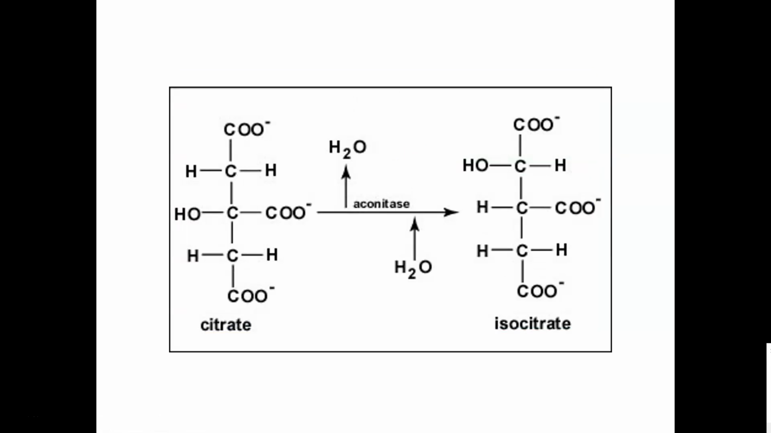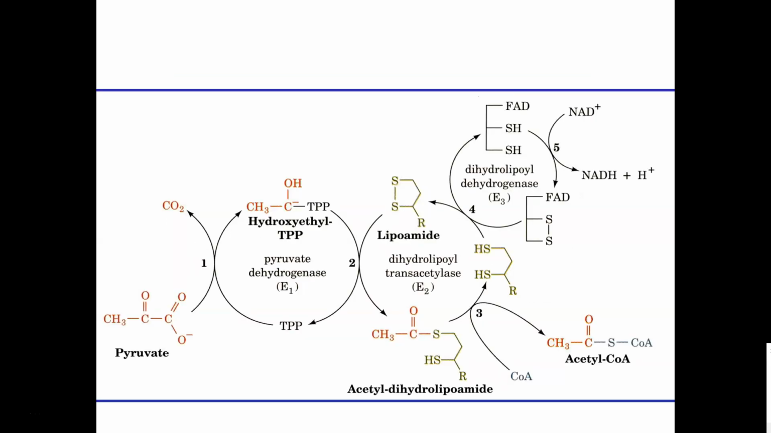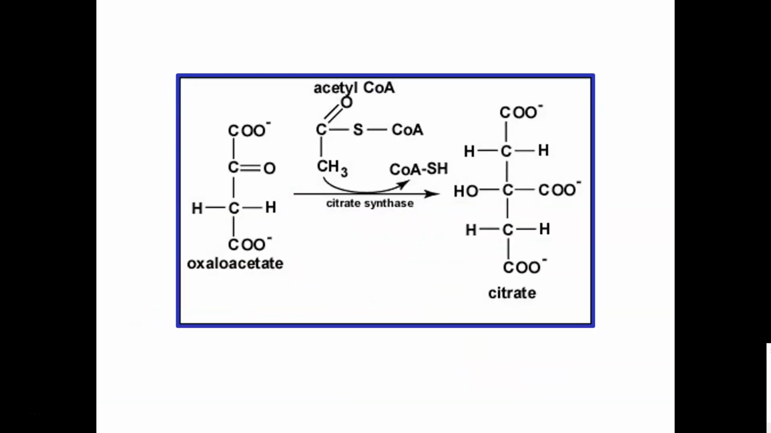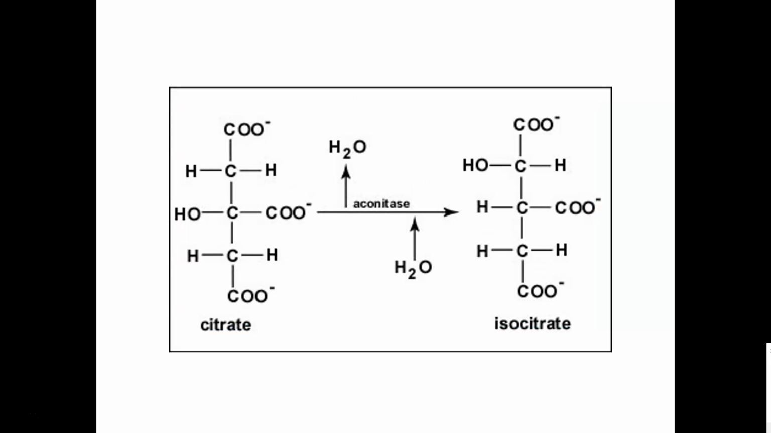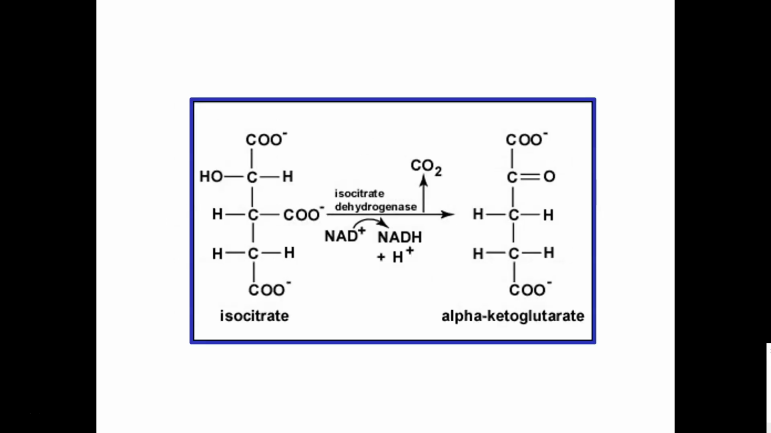Step 2, that citrate is isomerized. So a water molecule is removed and then added, but it's added in a different way than it was before. So net result, no atoms gained, no atoms lost. Citrate becomes isocitrate. Oh, and I should say, we're rimmed in blue here, so the PDC is a regulated step, and step 1 of the citric acid cycle is regulated as well. Step 2 is not a regulated step. It's in equilibrium. So the net result of step 2 of the citric acid cycle is isocitrate, an isomerized form of citrate. In step 3, a regulated step, isocitrate is going to be oxidized.